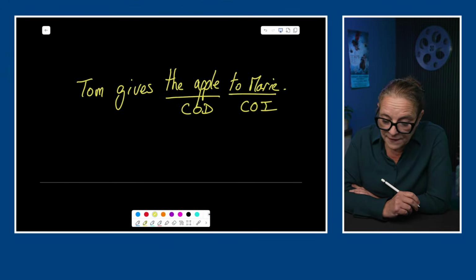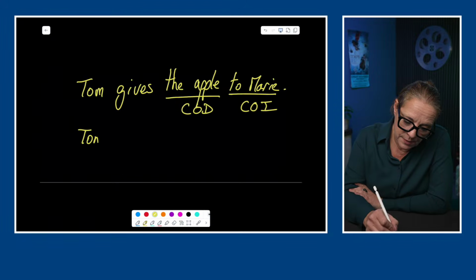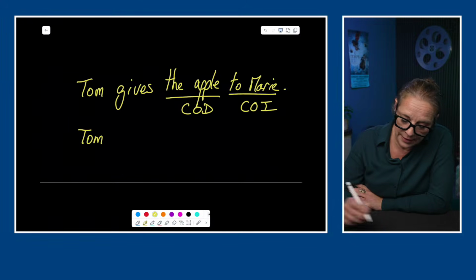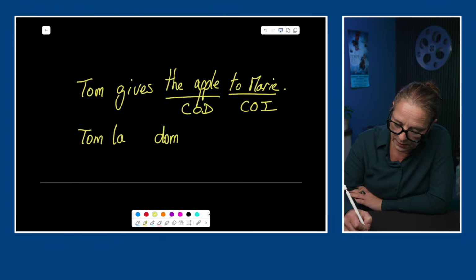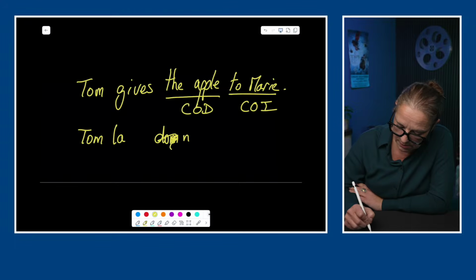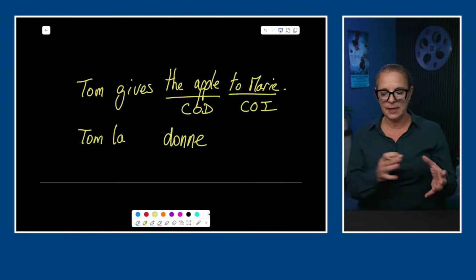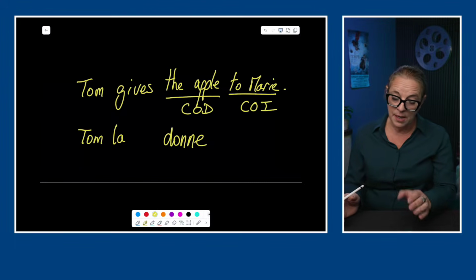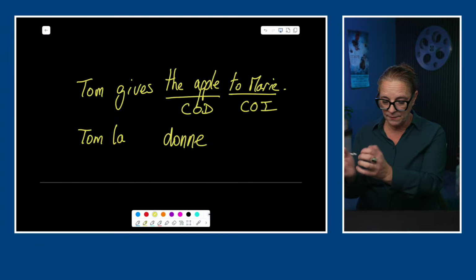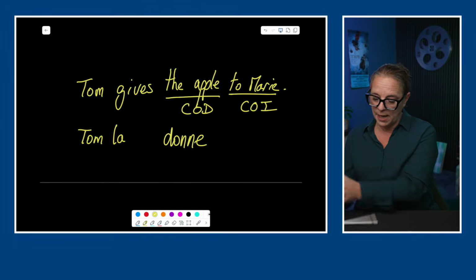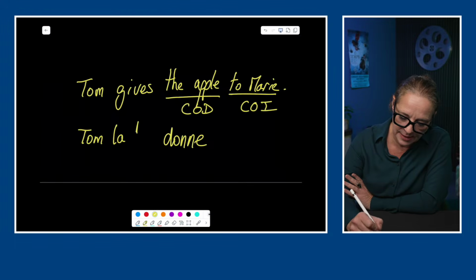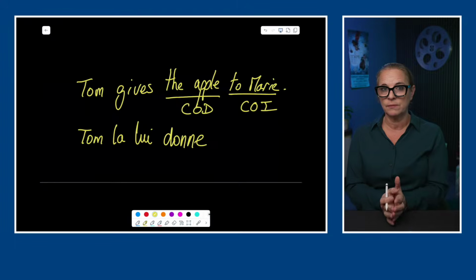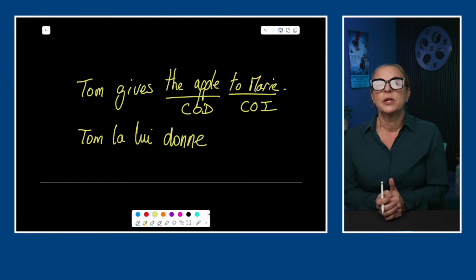Tom gives the apple. Tom la donne. Okay. La donne à Marie. But we want to replace à Marie. Tom donne la pomme à Marie. We want to replace à Marie by an indirect object pronoun. In this case it is lui. Tom la lui donne. Not lui la donne, but la lui donne.